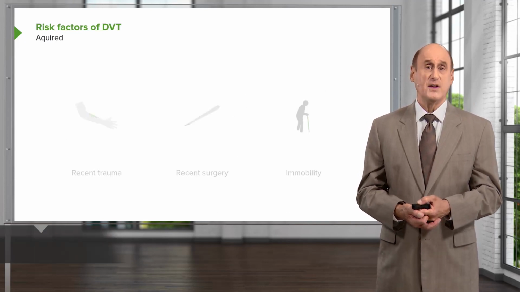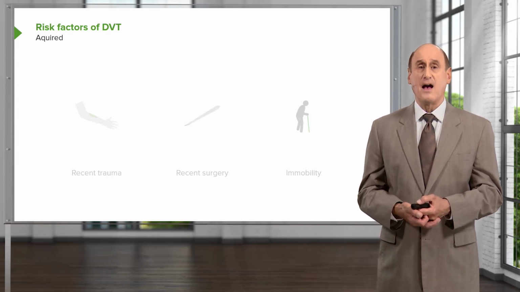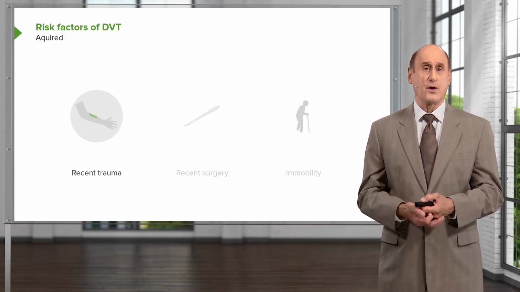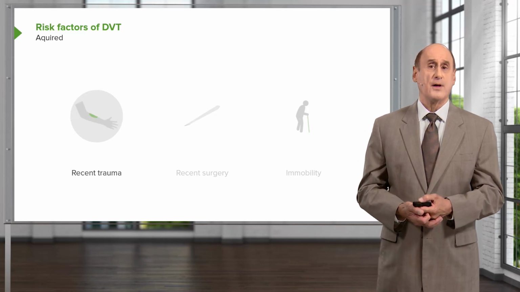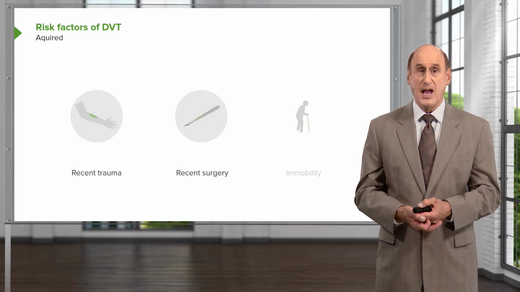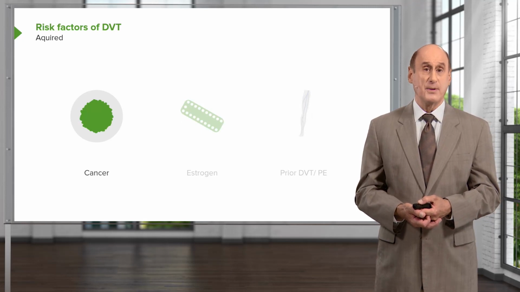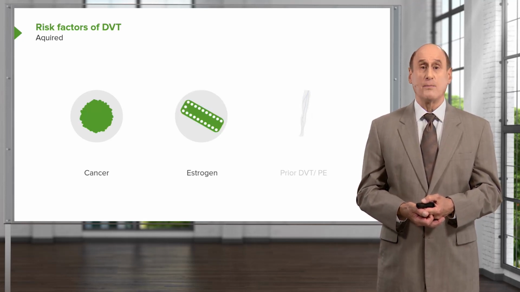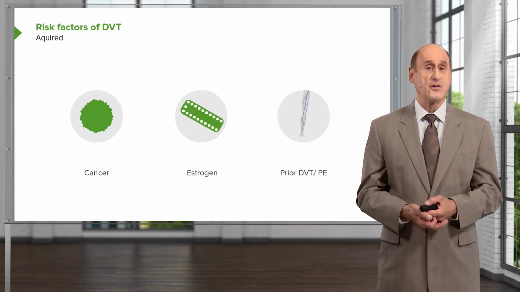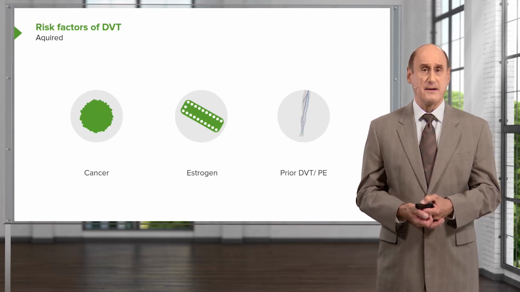Other risk factors for DVT: I already mentioned cancer, but one can have recent trauma that injures the vein and therefore satisfies Virchow's number 1 requirement for DVT, which is injury to the endothelium. Recent surgery, the same. Immobility results in stasis. Cancer, marked hypercoagulability. Estrogen, either in pregnancy or birth control pills, increases coagulability. And of course, as we've already mentioned, prior DVT or pulmonary embolism increases the risk for having it occur again.